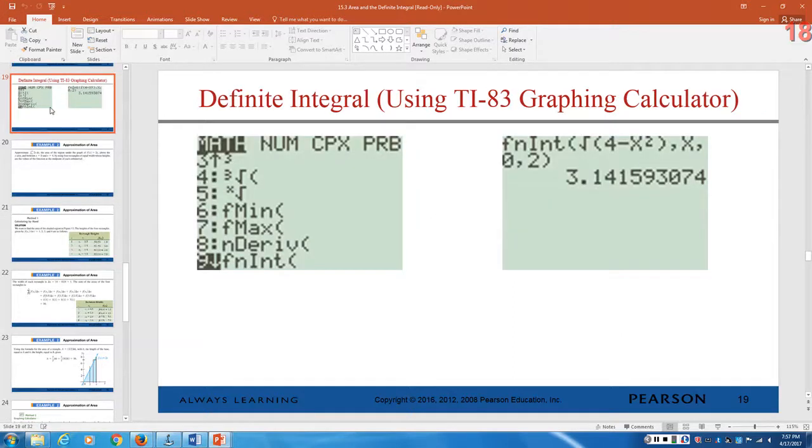If you have the TI-83, it works the same way. In fact, it looks a little bit like what we did when we did numerical derivatives. We're doing function integral, and we're going to put in the function, and then put in an x, and then put in your lower value, or a, and your upper value, which is b, and then we get the same exact answer back again.